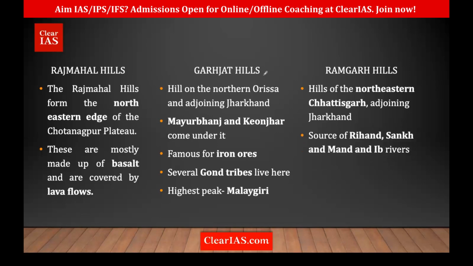And this is a source of rivers such as what? Rihand, Hasdeo, Mand, and Ib. Rihand, Hasdeo, Mand, and Ib are the tributaries of who? The Mahanadi River, the famous Mahanadi River which flows to Odisha. So they originate from where? The Ramgarh Hills. And an important city on Ramgarh Hills is Ambikapur.